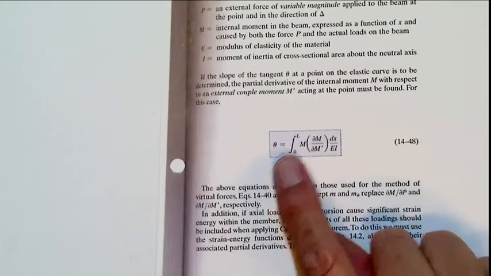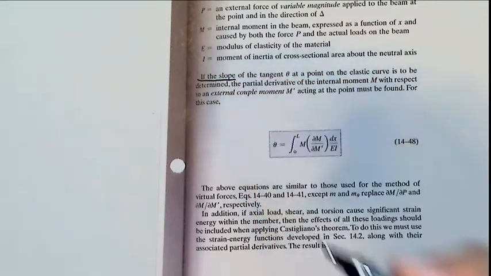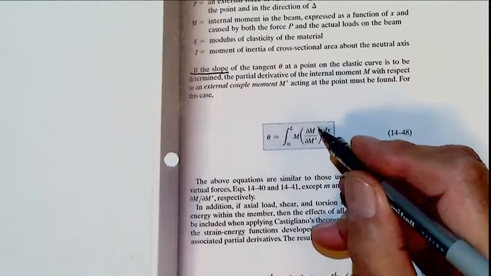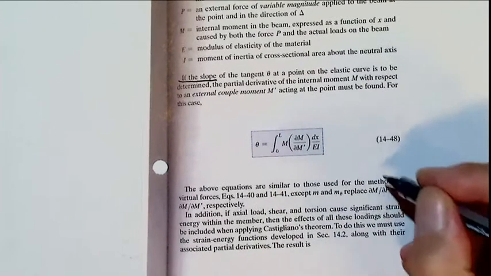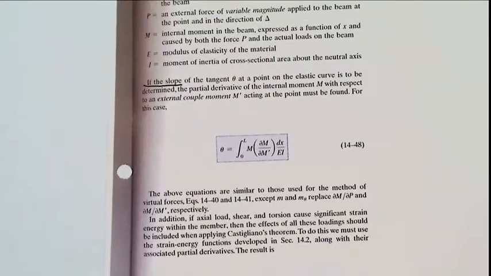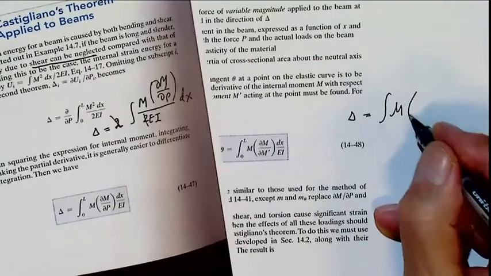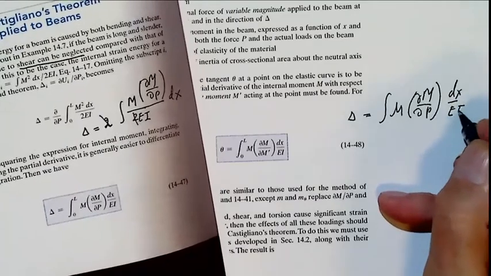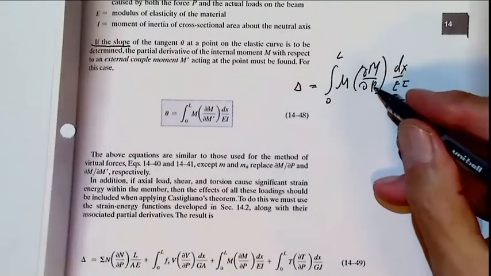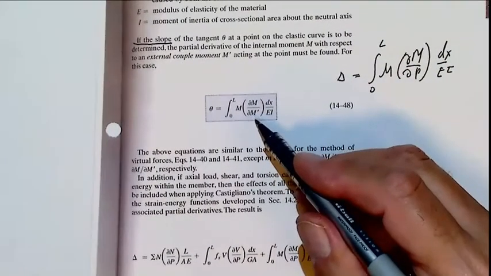Analogously, for theta, if I want the slope, then theta equals the integral of M dM d M prime dx over EI. Before that, look please, I will write it down. Delta equals the integral from 0 to L of M dM dP dx over EI. So that is it: if we want displacement, I have to differentiate with respect to P. If I want the slope, I should differentiate with respect to moment.